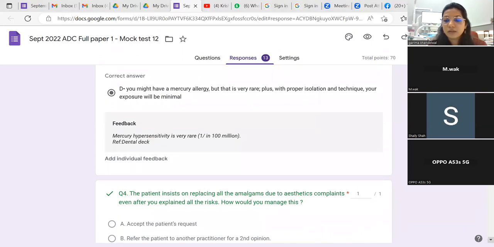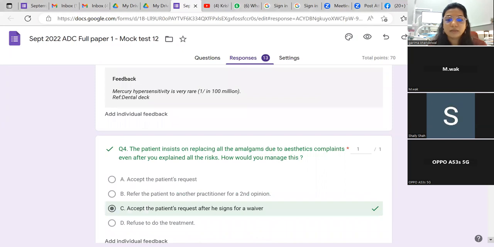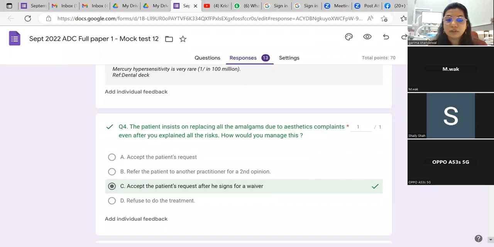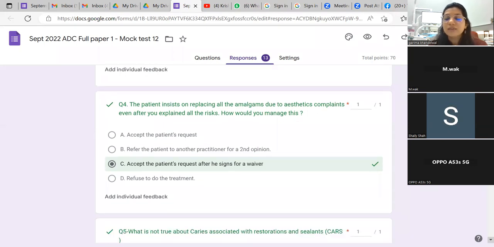The patient insists on replacing all the amalgams due to aesthetic complaints, even after you have explained all the risks. How would you manage this? Like I said, we can inform the patient. It's the patient's tooth, it's the patient's right, they can do whatever they want with it. But we have given them all the information, and that is what you are going to have them sign in the written consent, that the patient has been given all the information regarding amalgam.